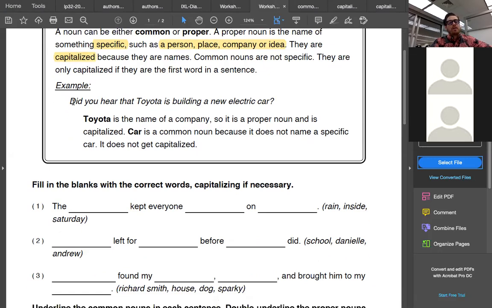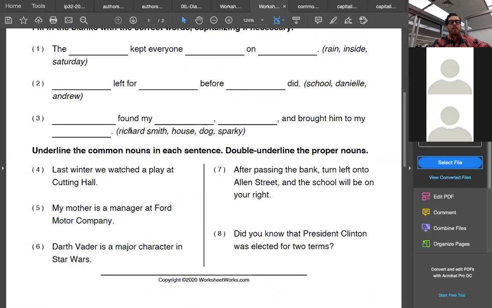So, did you hear that Toyota is building a new electric car? Toyota, that's a proper noun. That is the name of a car. Toyota is a proper noun. It's the name of the company. So it's a proper noun and it's capitalized. Car, just because it's at the beginning, is a common noun and is not specific. It does not get capitalized unless it's the beginning of the sentence. Okay. Exactly. So let's see what we can do here.